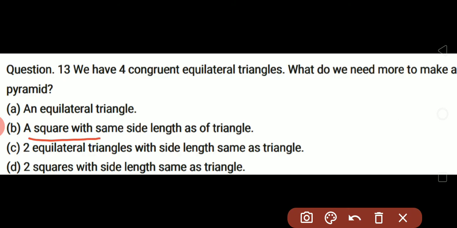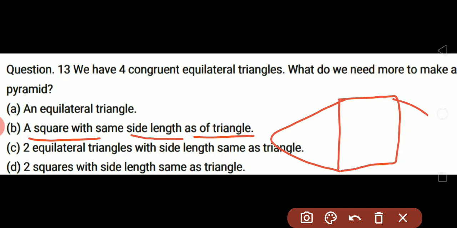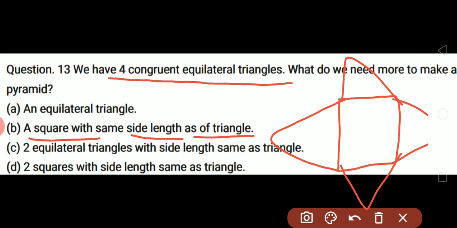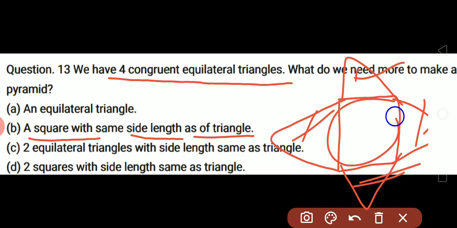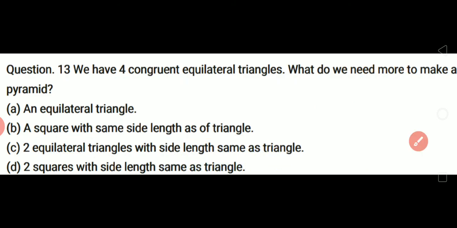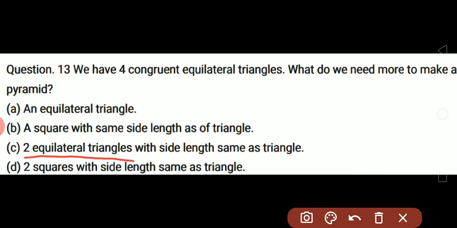A square with the same side length as a triangle. When we have a square at the base, we need 3 triangles here. We have been given 4 congruent equilateral triangles, so we use 4 equilateral triangles here. So what do we need? A square we need, right? Two equilateral triangles with the same side length as the triangles.